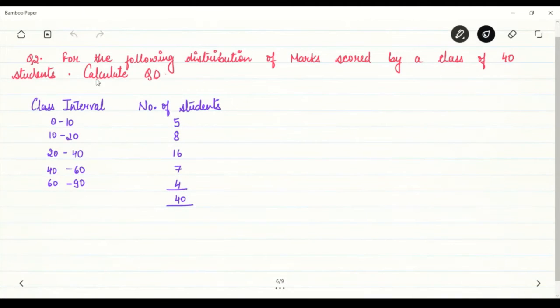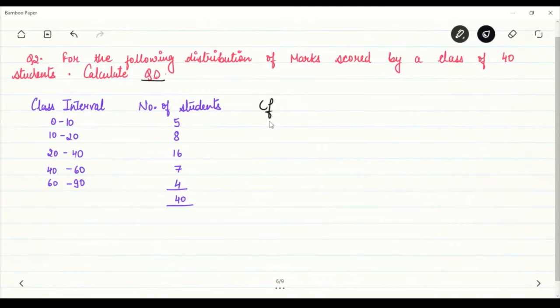In this question we have been given a frequency distribution, or you can say class intervals, and we need to calculate the quartile deviation. These types of questions are given in the NCERTs, so you can refer to NCERT for more questions. Now let us see how to calculate these values. For quartile deviation, first calculate the cumulative frequencies. We will calculate the cumulative frequencies over here.